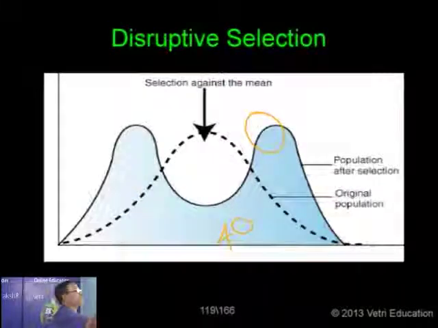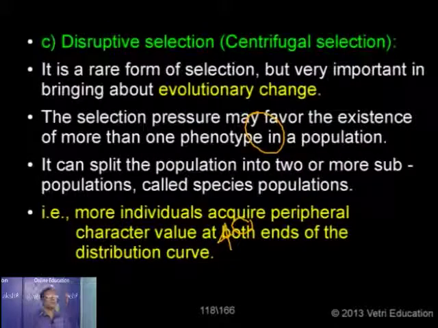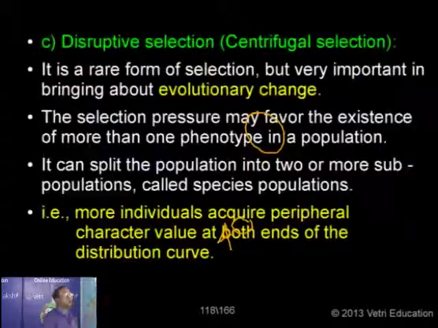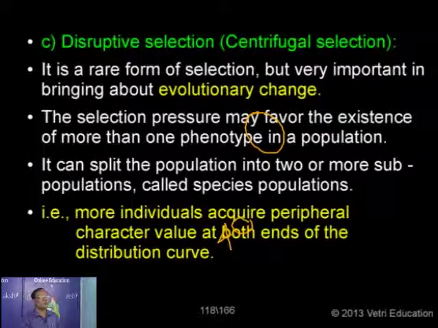Now the third type of selection, disruptive selection. It is operating from the center towards the periphery, because it is operating on the mean value character. So it is a rare form of selection, but it is the most important one, because it is the one which brings about evolutionary change. Even this one can split a population into two or more subpopulations, what we call species populations. And normally it favors the existence of more than one phenotype.